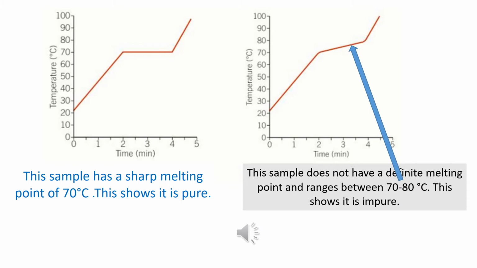Right, so graph B is the one that represents the impure substance. This is because this sample does not have a definite melting point and ranges between 70 to 80 degrees Celsius. This shows it is impure. Whereas with graph A, this sample has a sharp melting point of 70 degrees Celsius. This shows it is pure.